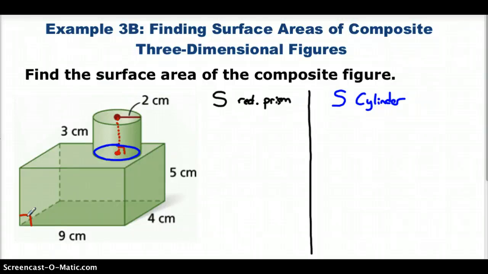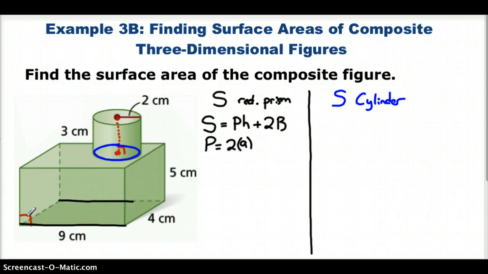Okay, so let's look at our surface area for the rectangular prism here. So we know that the surface area is going to be equal to the perimeter times the height plus 2 times the area of the base. Okay, and so this is where we're going to start. All right, now let's find the perimeter first, right? So the perimeter is just going to be 2 times 9, so 2 times this edge right here, this is 9 and this is 9, okay, plus 2 times 4, right? Because our other edges of the base are both 4.